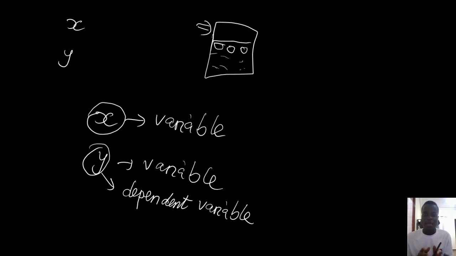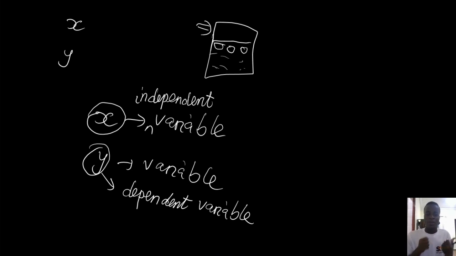So it's a specific type of variable. And then the x is what? Definitely it will be the independent variable, because it doesn't depend on anything. It's the one that comes in, and the y value will depend on the x value. So the output will depend on whatever you give to it.